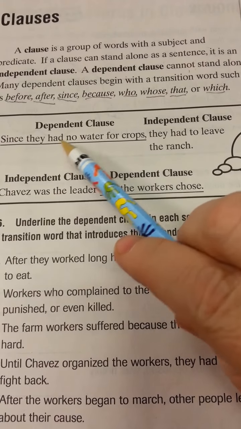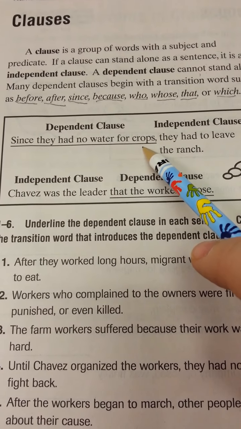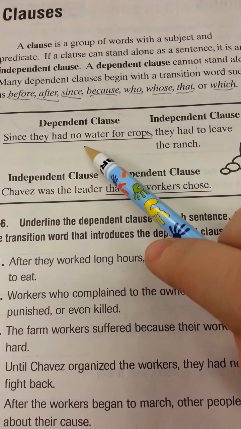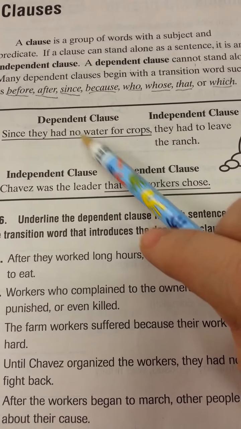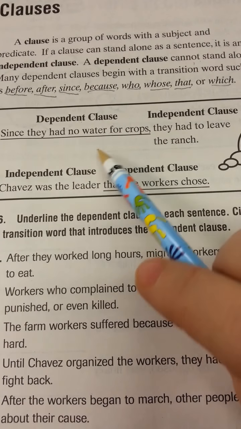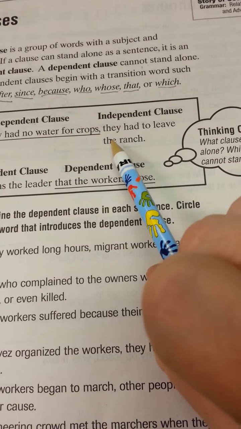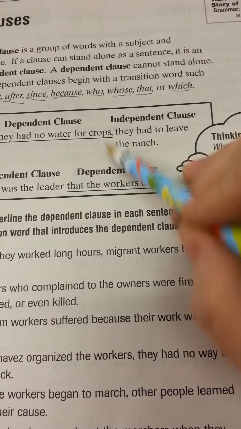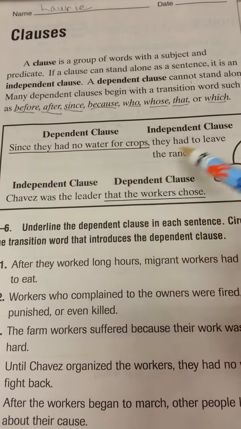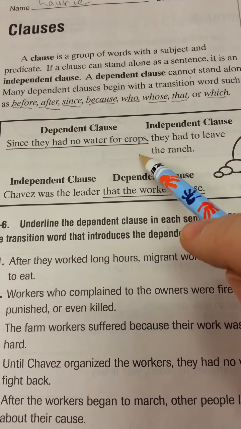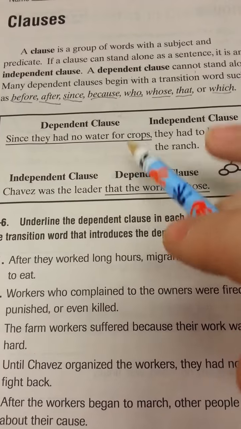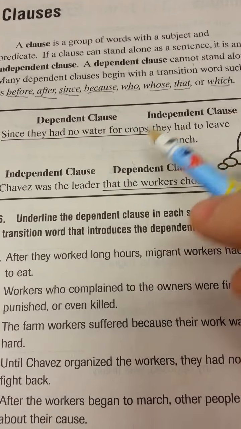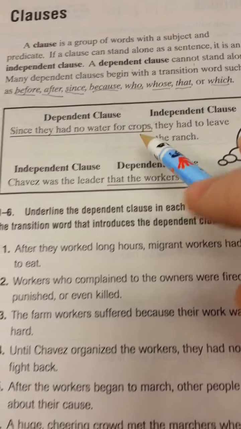Dependent clause: since they had no water for crops. Okay, this doesn't make sense. It cannot stand alone. It would need more words to make it a complete sentence. That's why it's a dependent clause. Look at an independent clause: they had to leave the ranch. Okay, this could stand on its own. If we put them together: since they had no water for crops, they had to leave the ranch. This now becomes a complete sentence. The dependent clause needed this clause to make it a complete sentence.